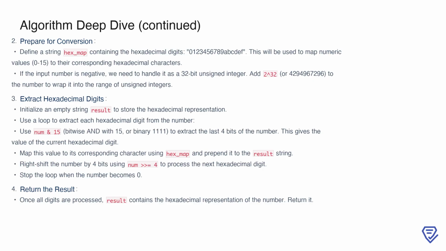Once the number is in the correct range, we initialize an empty string called result to store the hexadecimal representation. We then use a loop to extract each hexadecimal digit. By performing a bitwise AND operation between the number and 15, we isolate the last 4 bits, which gives the value of the current hexadecimal digit. Using the hex_map, we map this value to its corresponding character and prepend it to the result string. After processing the current digit, we right-shift the number by 4 bits, effectively dividing it by 16, to move on to the next group of 4 bits. This process continues until the number becomes 0.